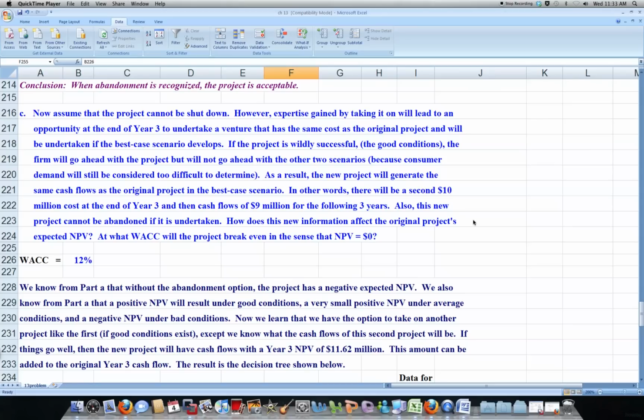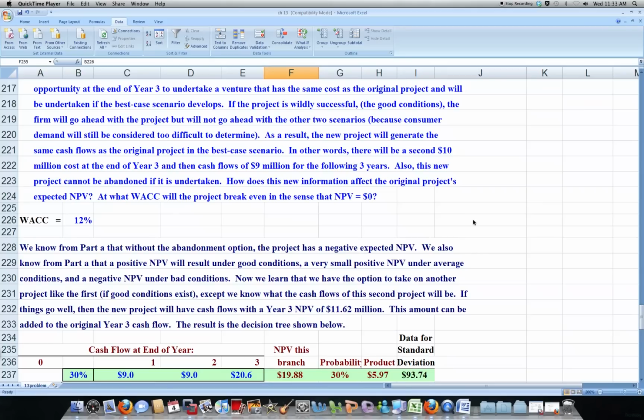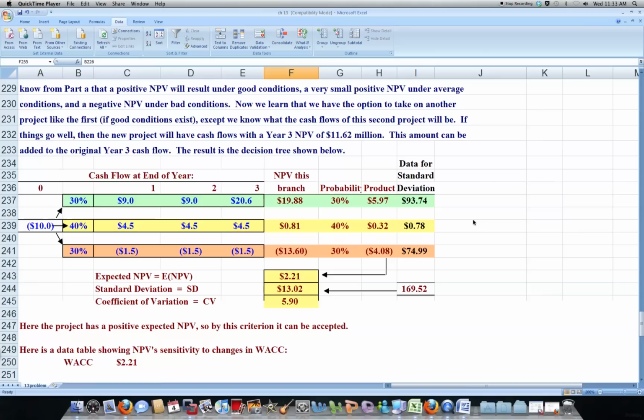How does this information affect the original NPV, and at what weighted average cost of capital will the project break even, in the sense that NPV equals 0? Okay.